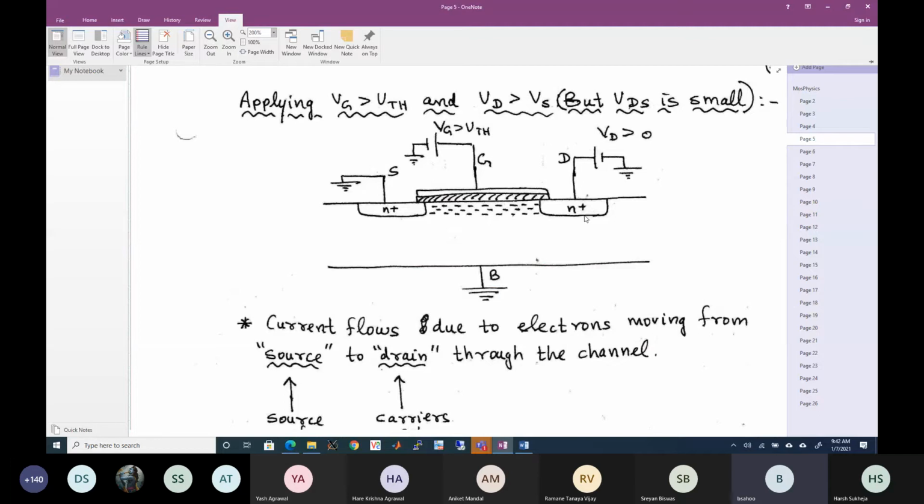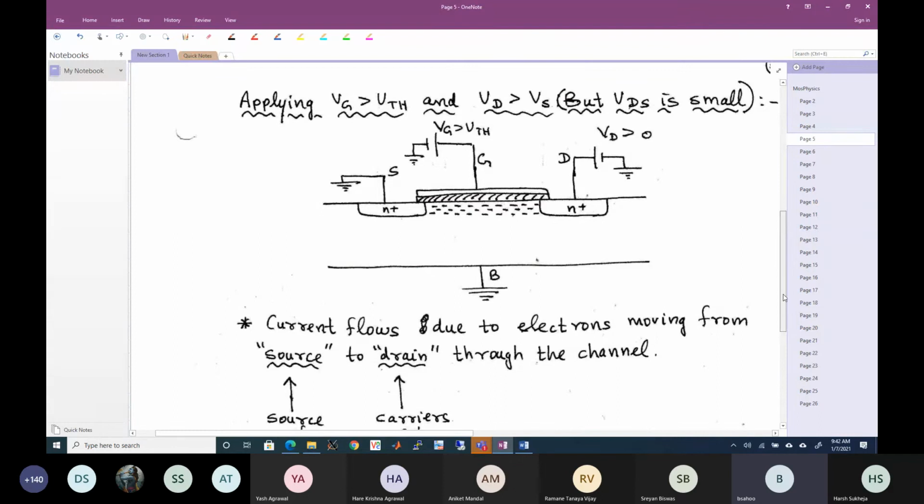Okay. So when VDS is small, we'll analyze two scenarios. When VDS is small and when VDS is decently large, something else happens. Now when VDS is small, current flows due to electrons moving from source to drain. So that's a source of carriers.